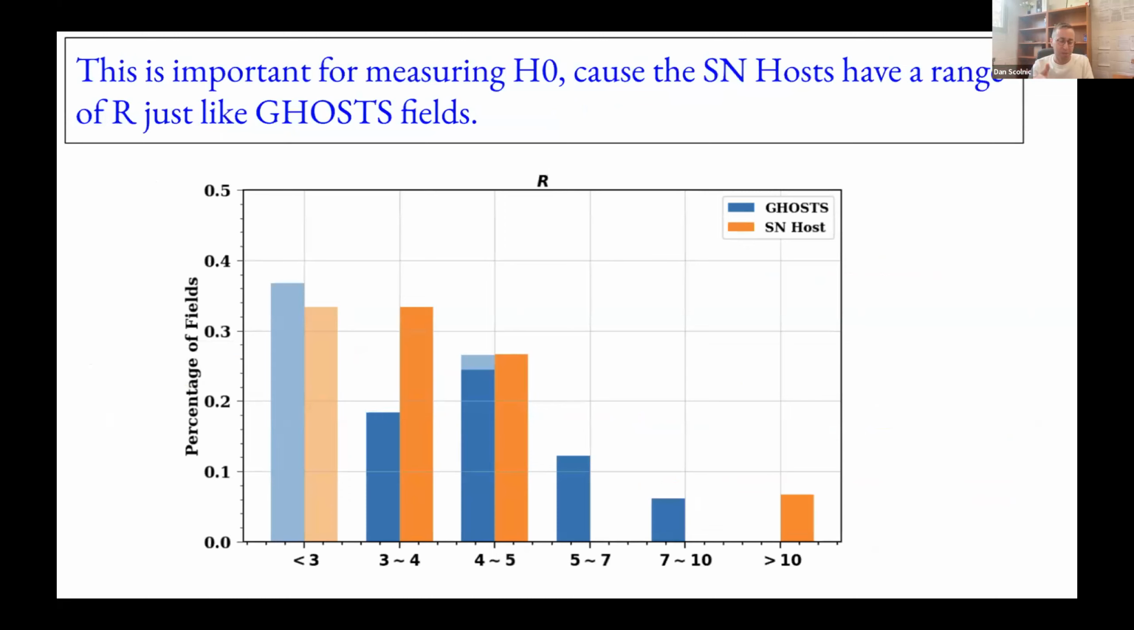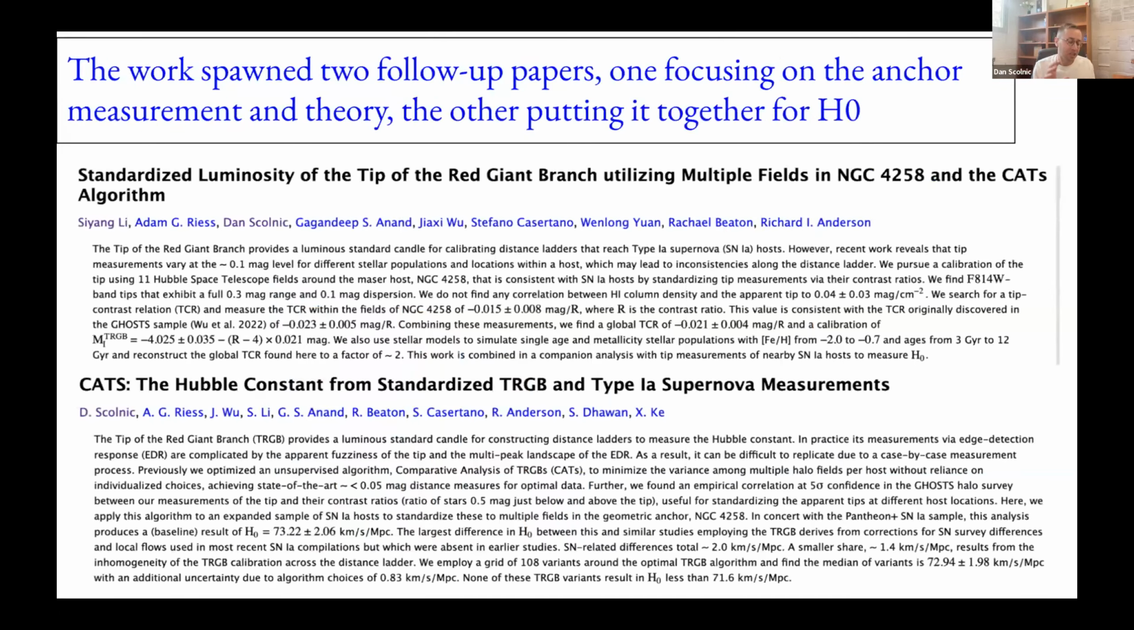Okay, and this is going to be really important because for measuring the Hubble constant, you have these supernova fields that have a big range of this R parameter. So if you're not standardizing over this, you could be biased towards different values of H0 because of this range. Okay, so that was our first paper, where we found what an algorithm could be, where we could be blind and we don't have to hand-hold at all.